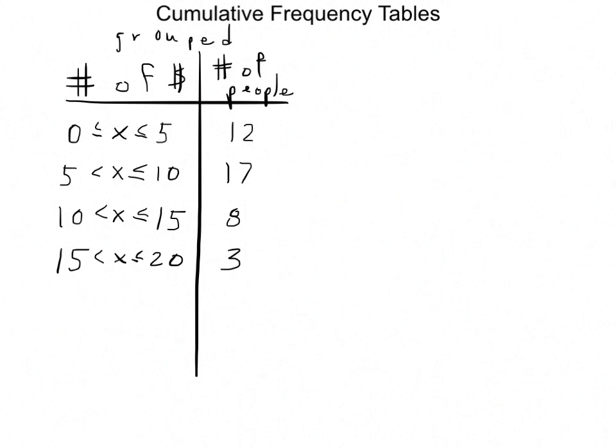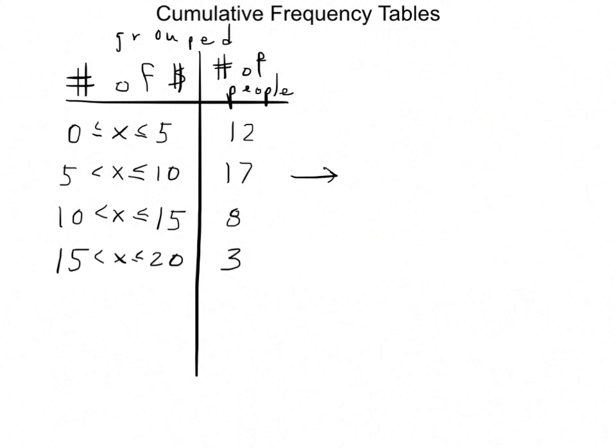So here you go. This is a grouped frequency table because on one side you have groups of data. You've got people spending between $0 and $5, between 5 and 10, between 10 and 15, between 15 and 20. And on the right side, you have frequencies, the number of people that are spending this amount of money. This is a grouped frequency table.